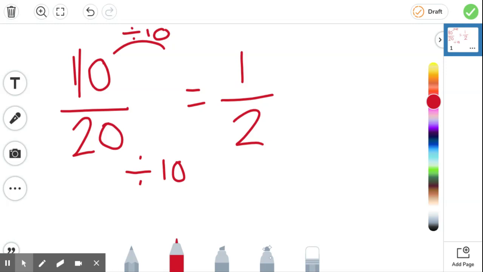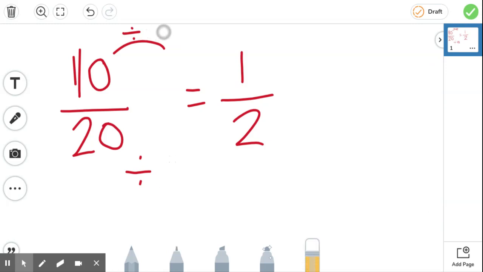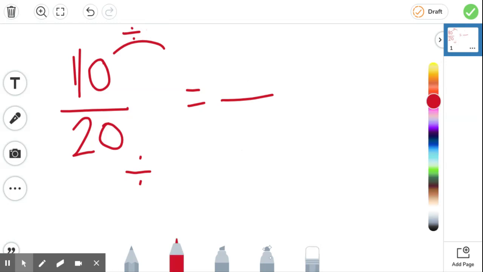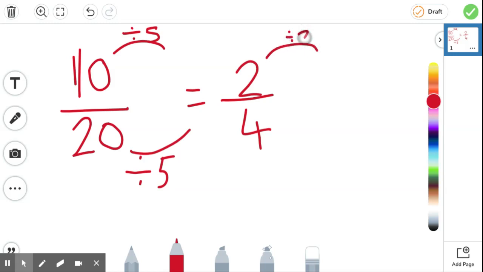In the same way, instead of dividing by 10, we could have divided it by 5. So 10 divided by 5 is 2, and 20 divided by 5 is 4. What you must make sure is that whatever you multiply or divide the top by, you do the same to the bottom. And then we could do that again. We could divide this one by 2 because 2 and 4 are both in the 2 times table. They're both multiples of 2. So 2 divided by 2 is 1 and 4 divided by 2 is 2. So again, we've worked our way from 10 out of 20, 10 20ths, down to a half.